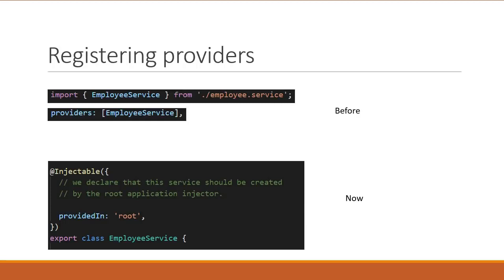ProvidedIn here tells Angular that the root injector is responsible for creating an instance of the service. Services that are provided this way are automatically made available to the entire application and don't need to be listed in any particular module. So the next time you create a service, you can provide it in this particular way.